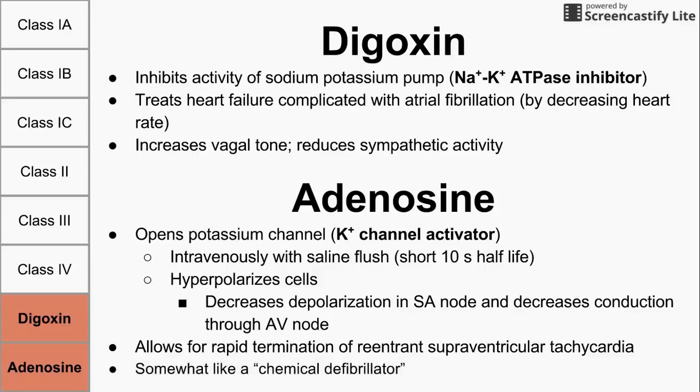Adenosine allows for rapid termination of reentrant supraventricular tachycardias. I like to think of it as a chemical defibrillator. It neutralizes all the cells in the nodes, lets them start again, hyperpolarizes everything super quick, and lasts a very short amount of time. It's kind of like a shock, but it's a chemical, obviously. And it needs to be injected and followed by a saline flush because it's so fast acting and it lasts a very short amount of time.